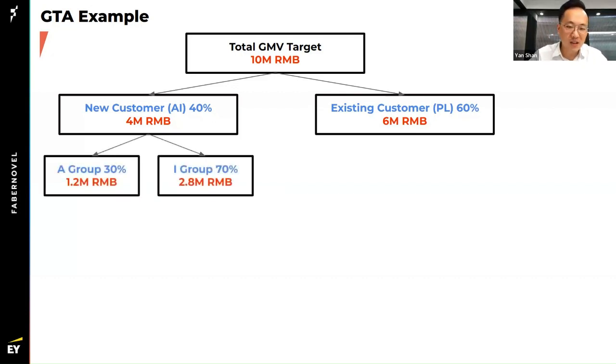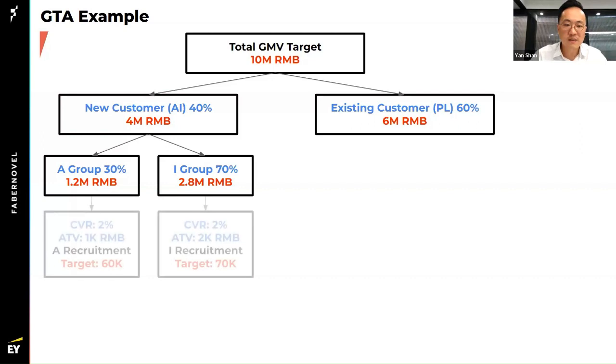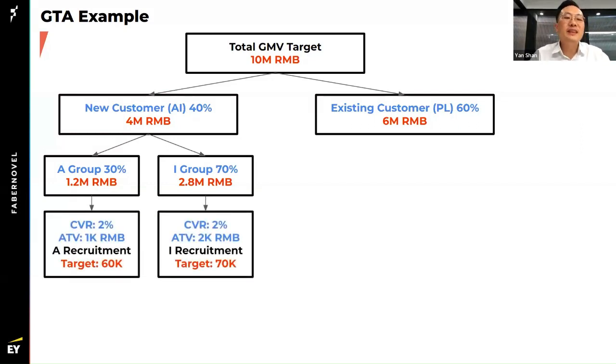Now if we just look at the new customers, also from the historical data, we understand that the A group people, who receive advertisement and then directly go to purchase, contribute probably 30%. So the 4 million target allocated to them is 1.2 million. And the I people contribute 70% compared with the A people, together. So they have an allocation of 2.8 million RMB target. Then from the data analysis, we can understand the normal conversion rate for both A and I groups is 2%, so 2% of people will make a purchase. And the average transaction value for A people is 1,000 RMB, and for I people probably it's more, because this is an example, let's say 2 million RMB.